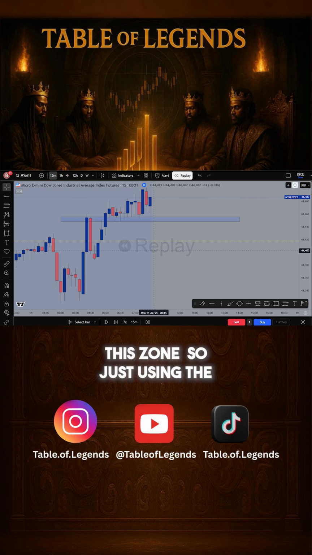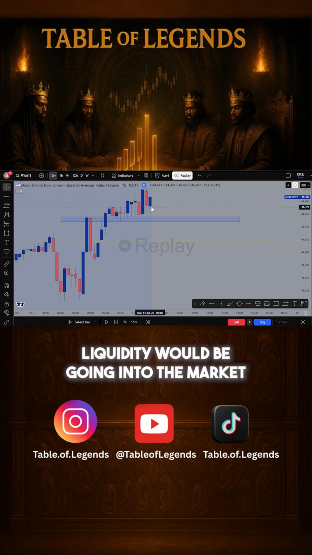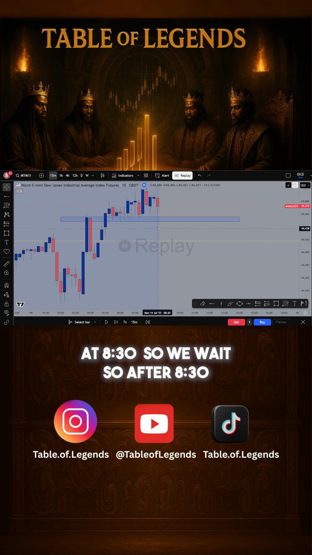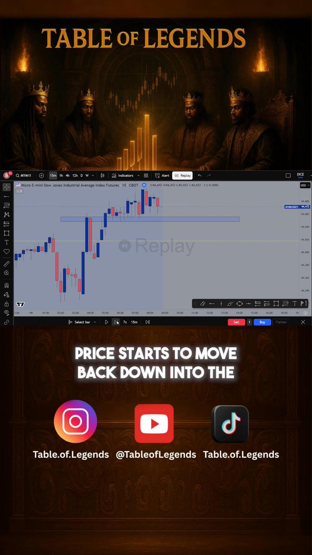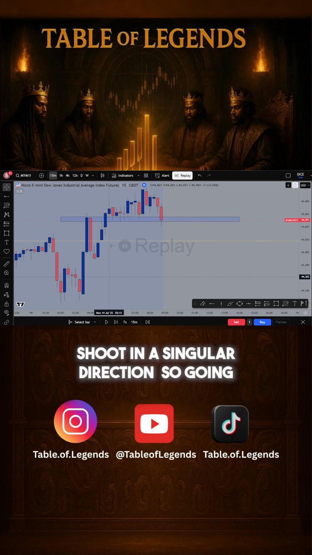So just using the replay tool at 8:15, it wasn't moving back into this zone, and I knew that liquidity would be going into the market at 8:30, so we wait. So after 8:30, price starts to move back down into the zone, and we know that there's another liquidity injection coming at 9:30. At market open, the price is likely going to shoot in a singular direction.